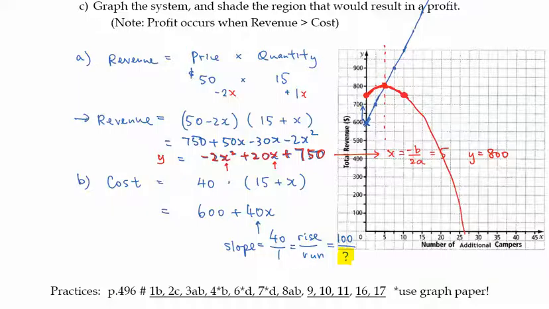The revenue graph, the quadratic function, the parabola, represents the revenue. Then the straight line represents the cost. The region that will have the revenue above the cost is the place where you want to run your business. It happens when you are under your parabola.